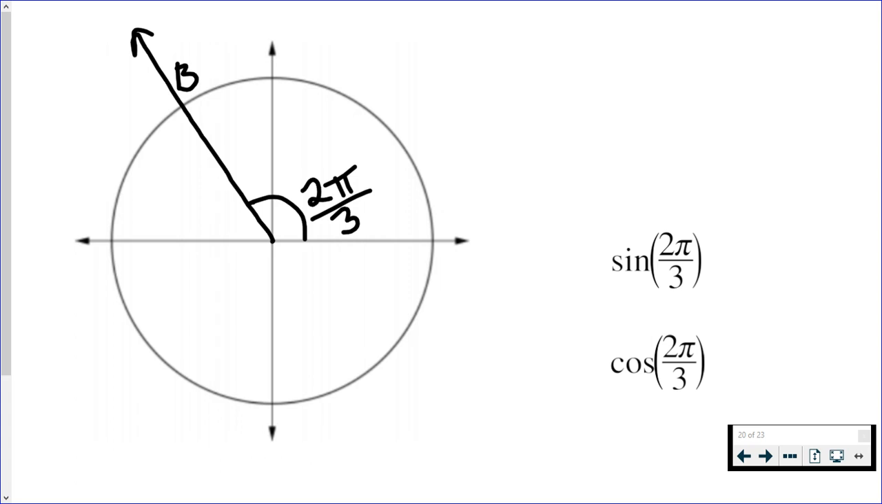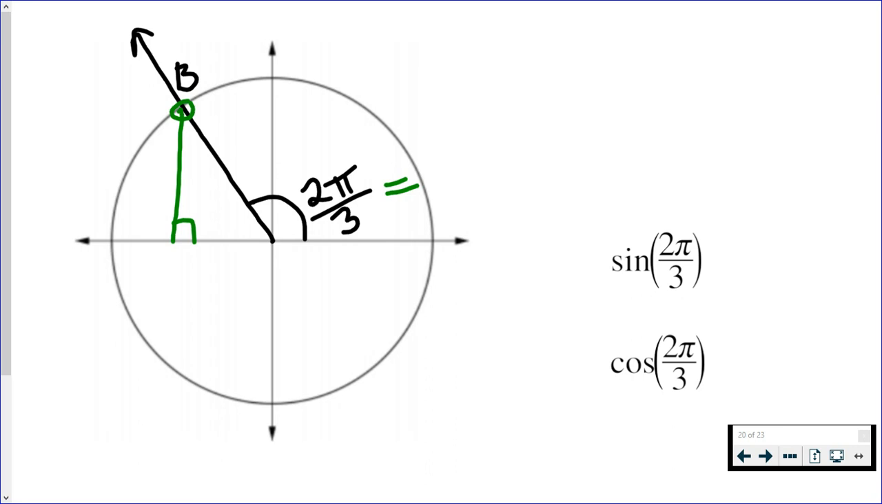Given the unit circle on the screen, I'm going to find the coordinates of point B, which I just circled. So the first thing you're going to want to do is draw a straight line from that point to the x-axis, which is going to form a right triangle. If you know how to convert radians to degrees, that's going to help you out a lot here.